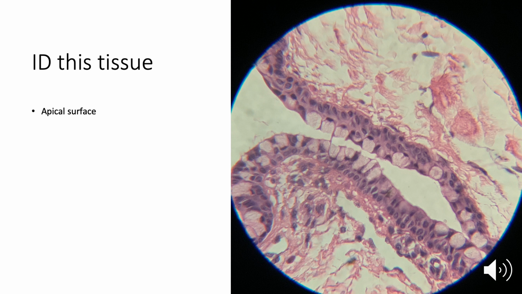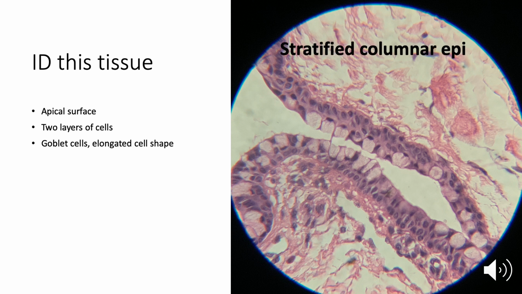If I look at my nuclei, it looks like I've got one row and then another row stacked on top. I see the same thing over here. One row and then another row of nuclei stacked on top. So this must be a stratified epithelium. As for cell shape, if I look at the apical surface, those cells are a little more drawn out and elongated. I also see goblet cells. These lighter colored, almost white cells, those are all goblet cells. So it must be columnar, and therefore it is stratified columnar epithelium.